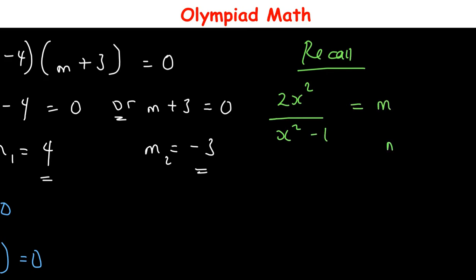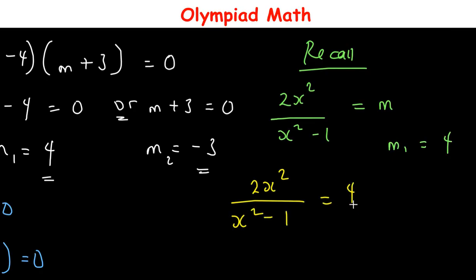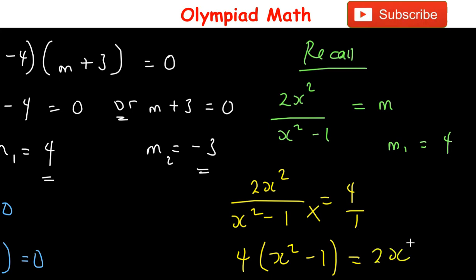So for the first value of m, that equals 4. So m1 is 4 right here. This equation then becomes 2x squared over x squared minus 1 equals 4 over 1, and we can simply cross multiply: 1 multiply 2x squared, 4 multiply x squared minus 1. 4 into bracket x squared minus 1 equals 2x squared times 1, 2x squared.